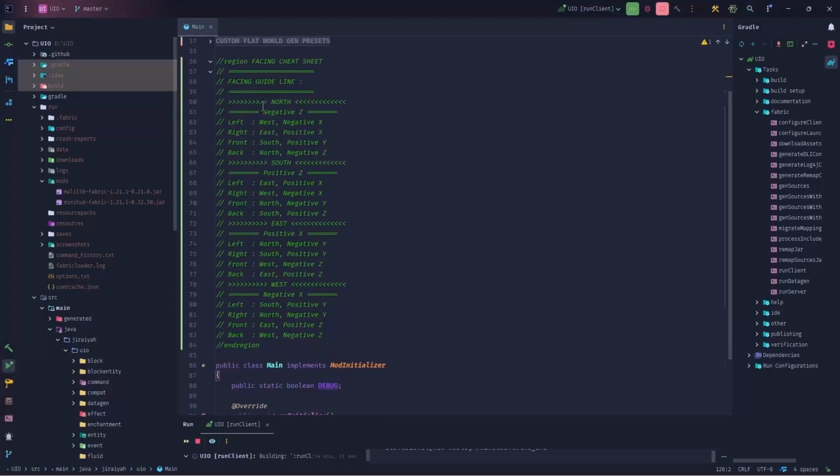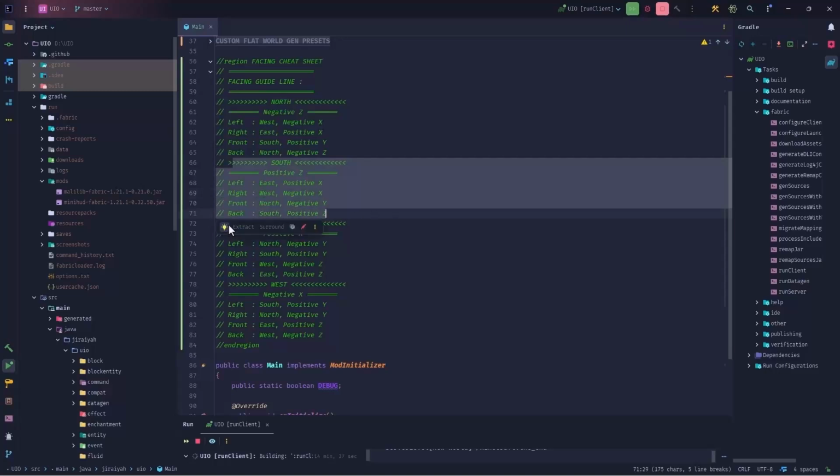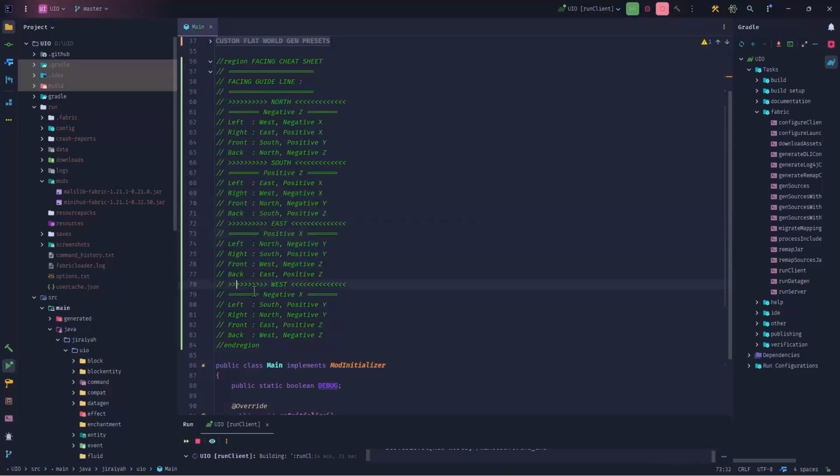So normally, when your block is looking north, it's looking into negative z direction. And these are the relative directions for the block, and so on and so forth for south, east, and west.